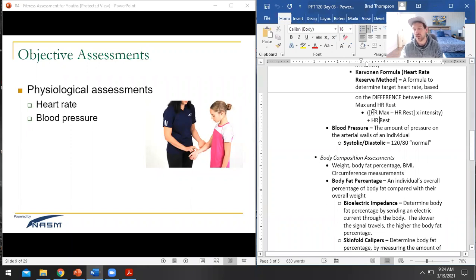The formula for that is going to be your heart rate max, so it's the 220 minus your age, subtract your resting heart rate, then multiply it by your desired intensity, and you've got to tack that resting heart rate back on at the end.